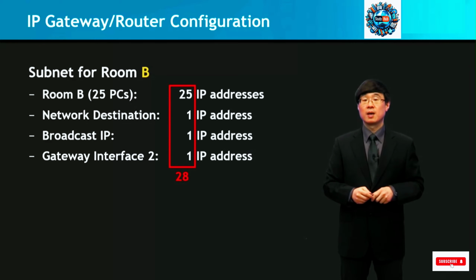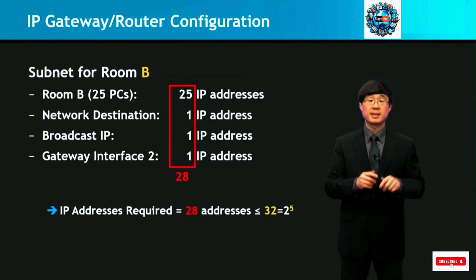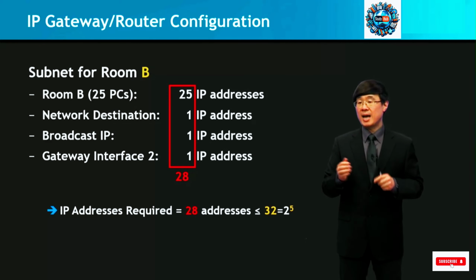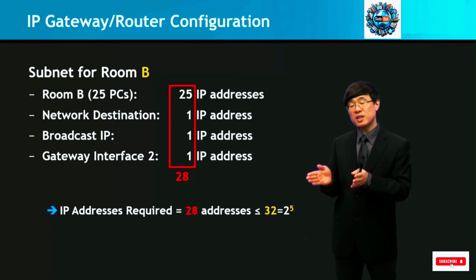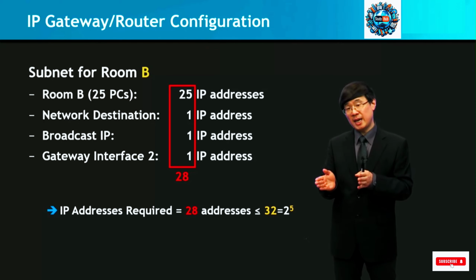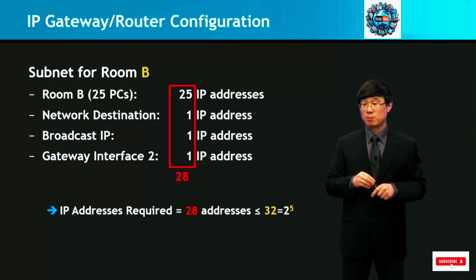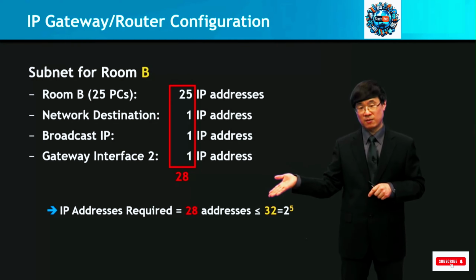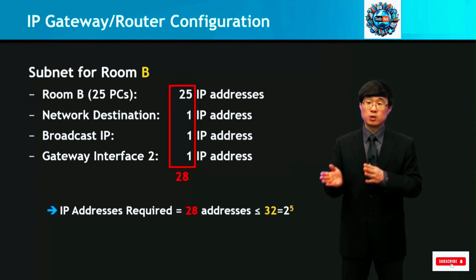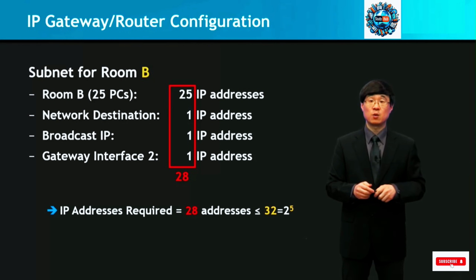28. Okay, what is the right subnet size? Here we go. I need a number that is larger than 28, but I'm looking for the smallest number that will fit 28, and is also a number that can be represented by 2 to the power of a number. And that number is 2 to the power of 5, which is 32. 32 is larger than 28, so it fits well.